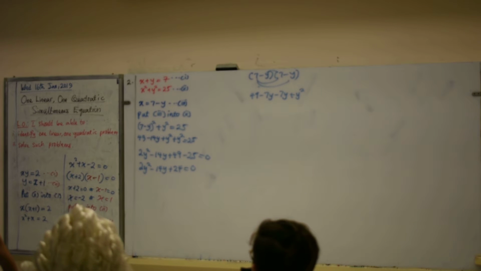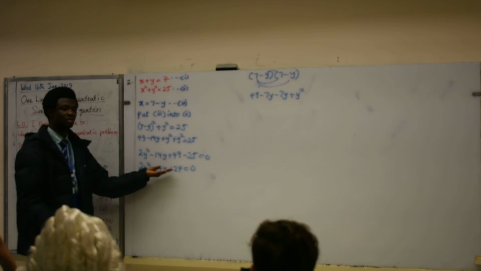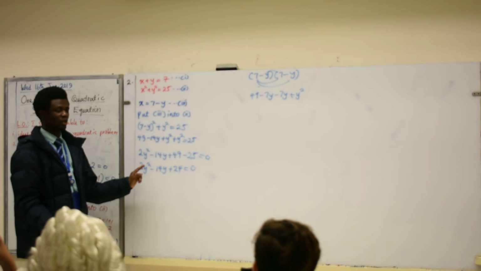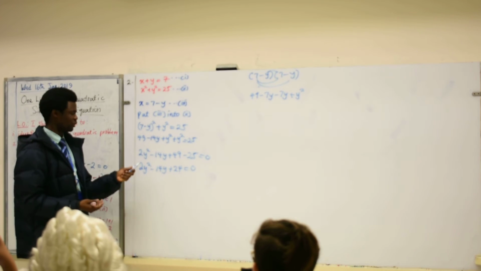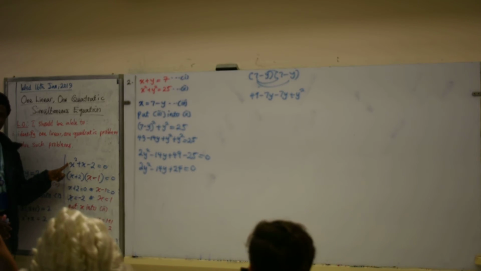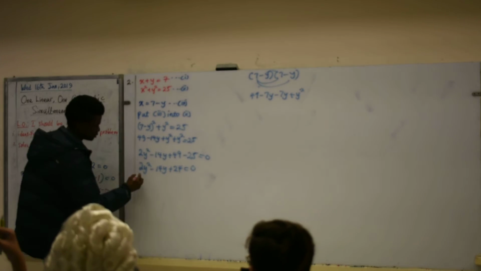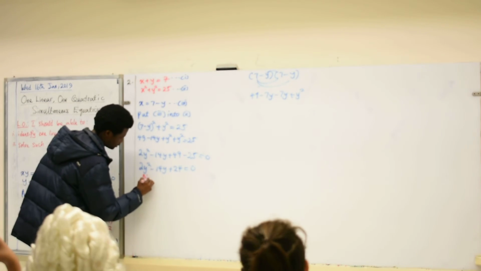What do I do next? Why is it advisable to divide by 2? Makes life easier. Do you understand? If you do this, you have to do your scissors method and start guessing and guessing. But if you divide by 2, you get something easier to factorize. You're dividing by 2 so as to make this one 1. So we divide by 2.